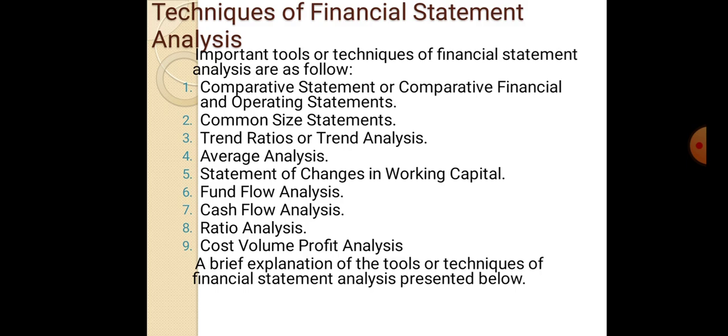First one is comparative statement or comparative financial and operating statements. Second one is common size statements. Third one is trend ratio or trend analysis. Fourth one is average analysis. Fifth, statement of changes in working capital, funds flow analysis, cash flow analysis, ratio analysis, cost volume profit analysis. So these things are being briefly explained in the further slides.